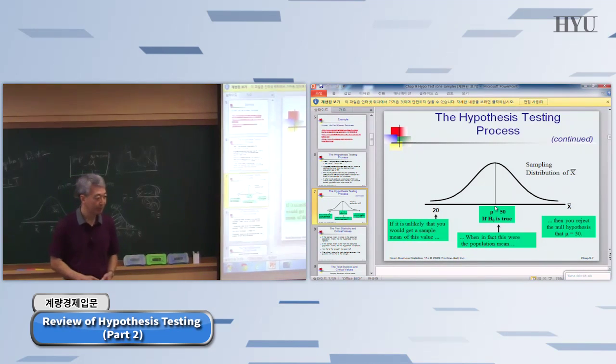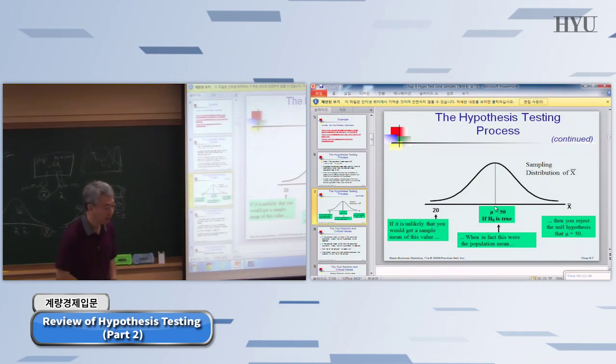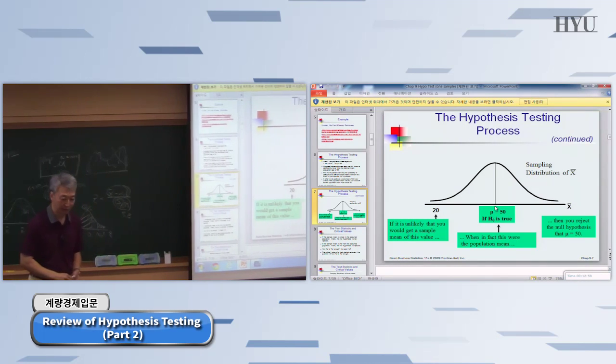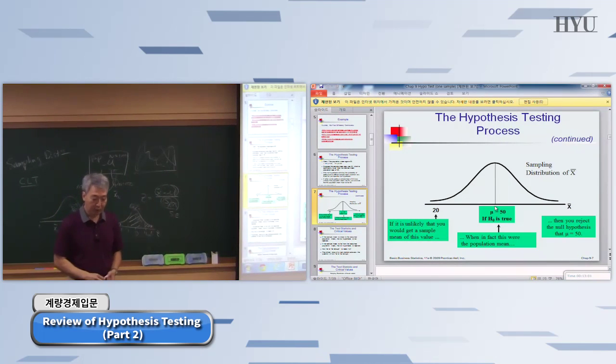Depends on how you fix alpha error. Depends on what? How you fix your alpha. But it's probably unlikely that the mean will be 20. Oh, you mean the alpha value? Like the confidence. Oh, okay. Yeah, how we fix the alpha value. Right. Okay. So yeah, that is right.